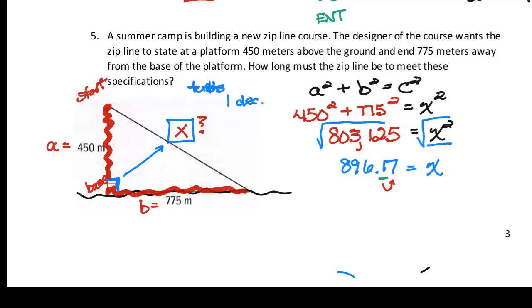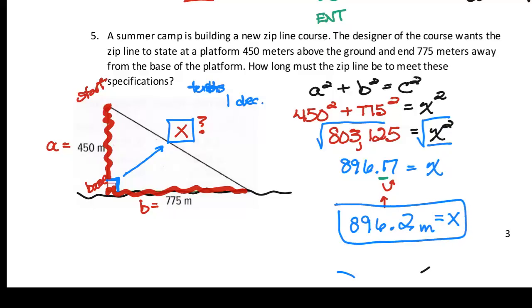So look to the right. 5 or more, yes. So this 1 is going to go up. So my final answer is 896.2 meters. And that is your final answer. Put that over here, 896.2 meters. And then double check, is that larger than the other 2 legs? Yes, it is. So that makes sense.